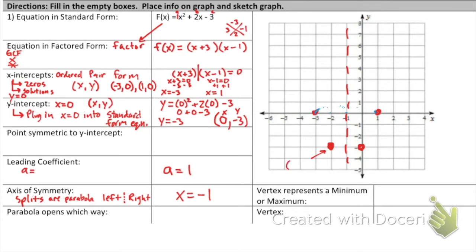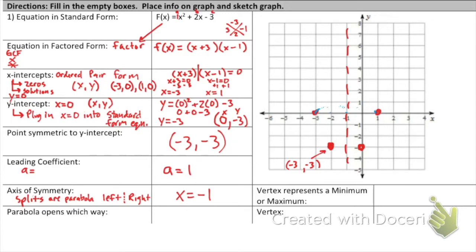And this point, we've got to put it in point form to answer our question, is -3, -3. Okay, so this is -3, -3. So that is my point symmetric to the y-intercept. The answer here is -3, -3.